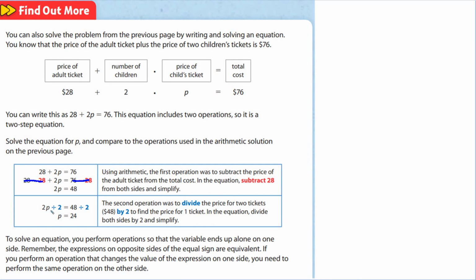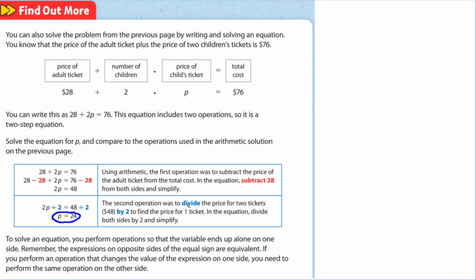So whatever you do to one side of the equation, you must do to the other. 2p divided by 2 equals 1p, because 2 divided by 2 is 1, and then you're left with that p. 48 divided by 2 is 24. Therefore, the answer is 24, and it's also written here. Using arithmetic, the first operation was to subtract the price of the adult ticket from the total cost. In the equation, subtract 28 from both sides and simplify. So there it is. Okay, notice it's in red as well.